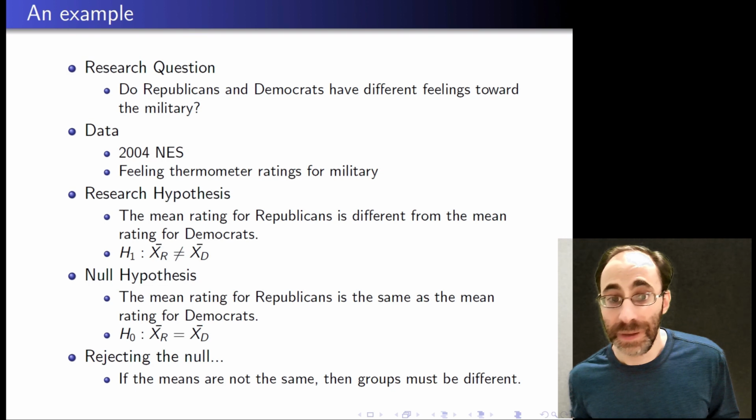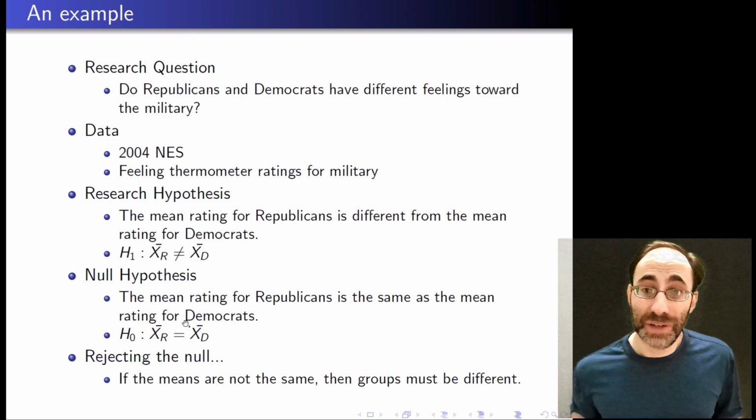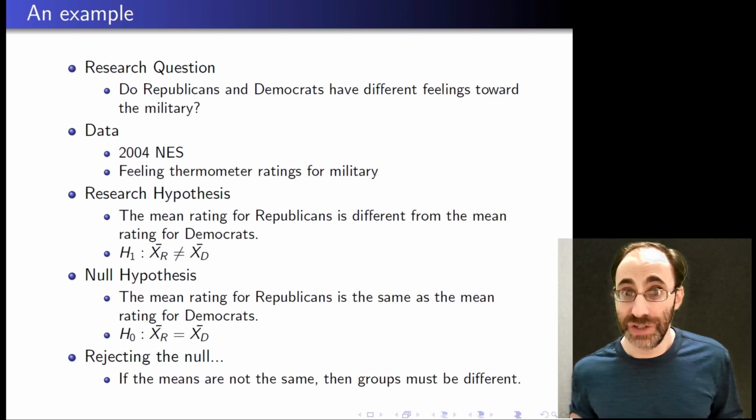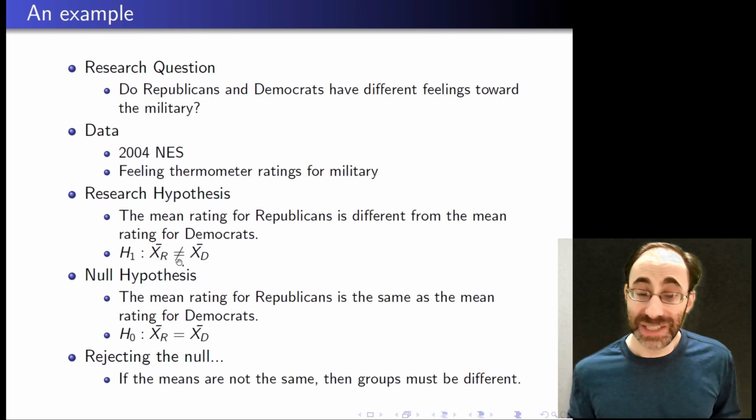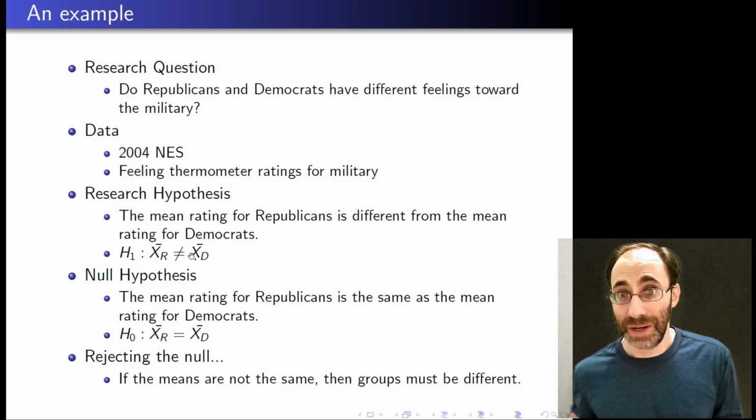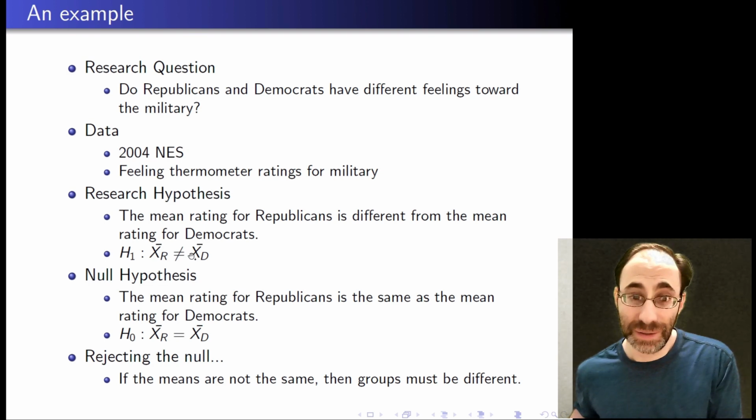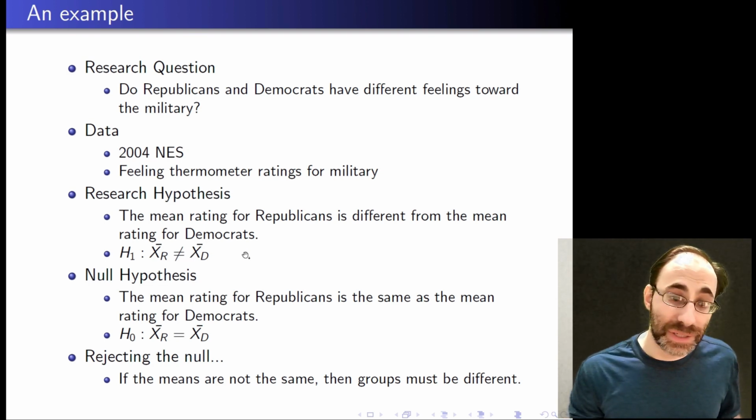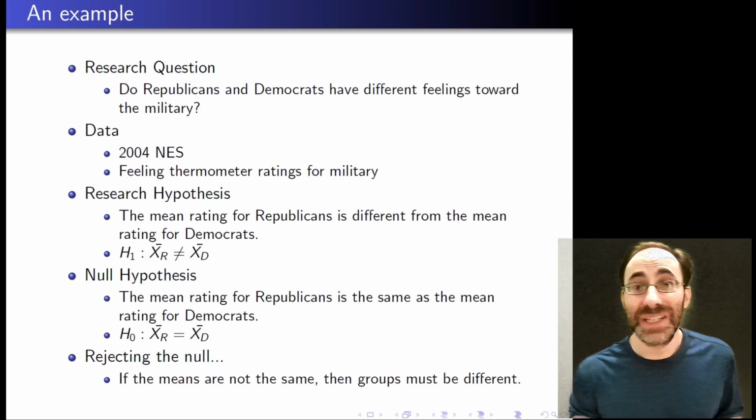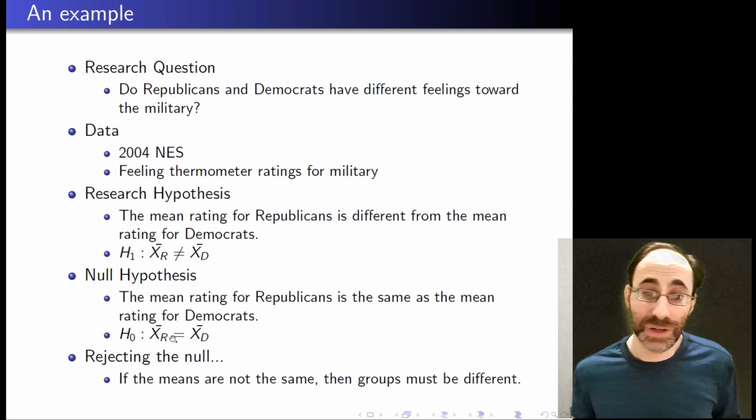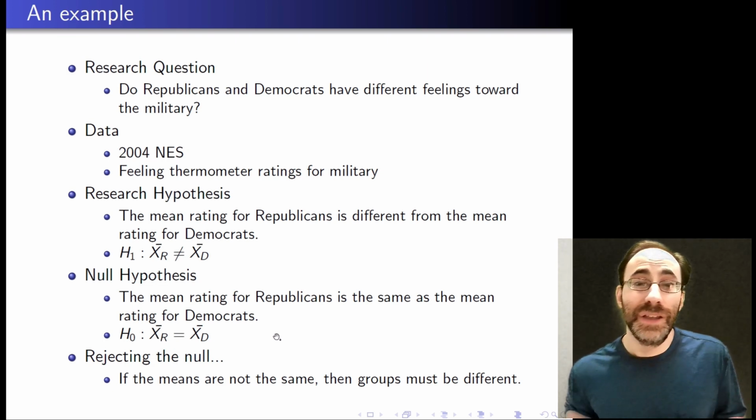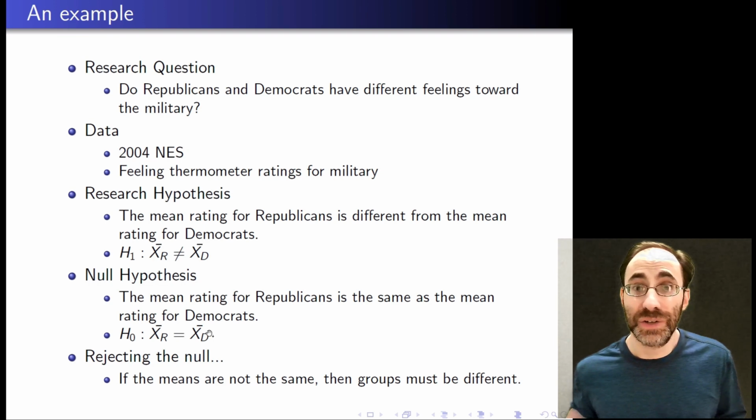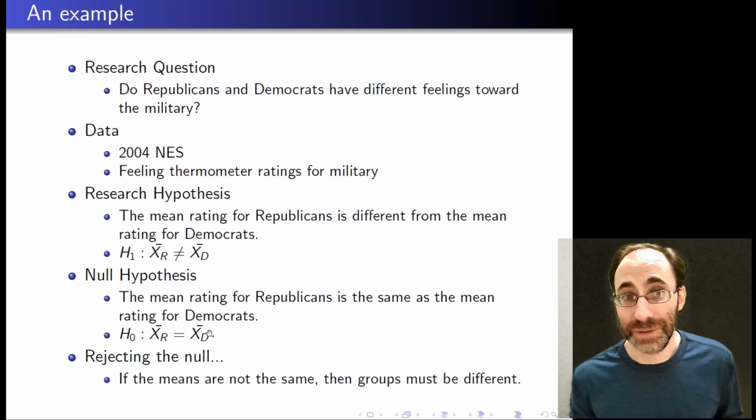That's the independent variable. Our research hypothesis would be that Democrats and Republicans have different feelings on average towards the military. In other words, the mean calculated for the Republican subgroup, X bar sub R, is different from the mean calculated for the Democratic subgroup, X bar sub D. The null hypothesis is that the mean rating for the Republicans is the same as the mean rating for the Democrats. So in other words, H0 here is that X bar sub R is the same as X bar sub D. To reject the null means reject that these two things are equal and the groups are in fact different.